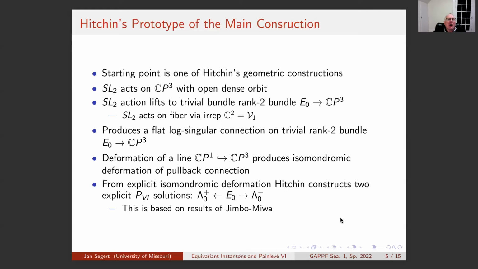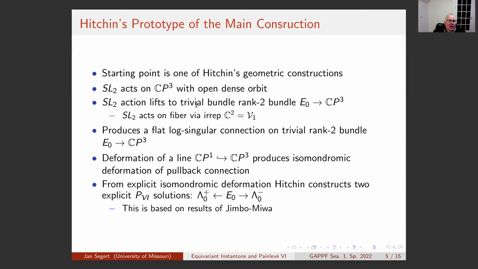Okay. So for us in this work, the starting point in the connection of Painlevé 6 is one of Hitchin's geometric constructions, which dates back to a paper in '95, which starts exactly in the situation we're interested in. You look at SL2 acting on P3 with open dense orbit, as we discussed previously. Then what Hitchin considered is lifting this action to the trivial bundle of rank 2. What does that mean? That means you take P3 product with the two-dimensional irreducible representation. That's a rank 2 bundle, trivial rank 2 bundle. And then you just act trivially, do the product action on the product P3 cross this representation.